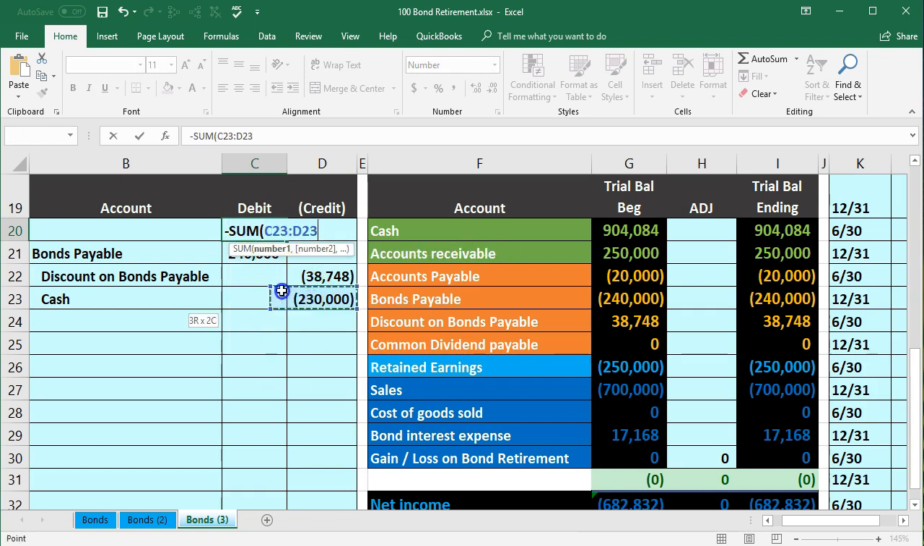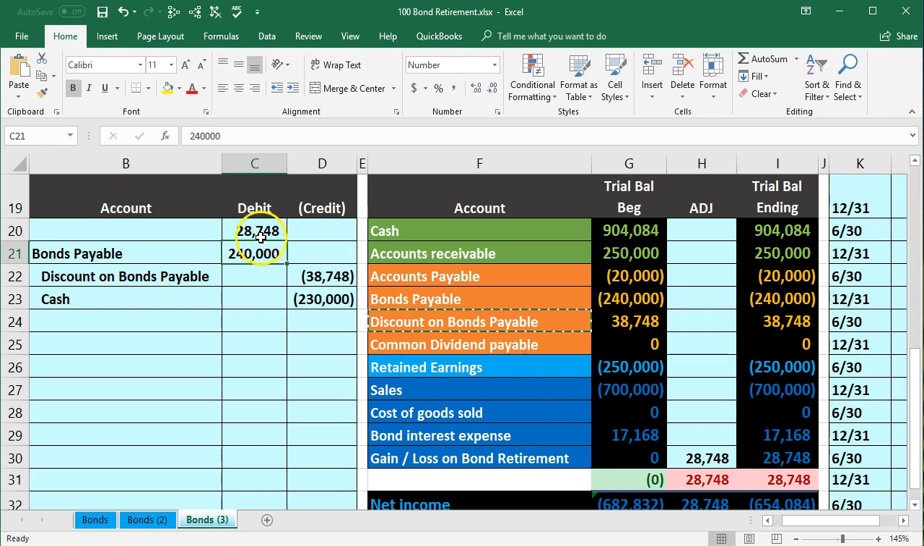And then you could sum up from the bottom like this, or you can move this out of the way and sum from top to bottom. And there's our 28,748. If I highlight the whole thing, we're back in balance. And so now I'm going to unpost this for now. Now we just need to know what that is. And that, of course, is going to be a gain or loss on the retirement.